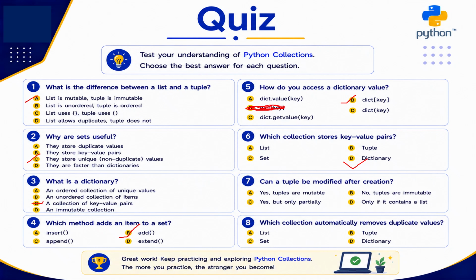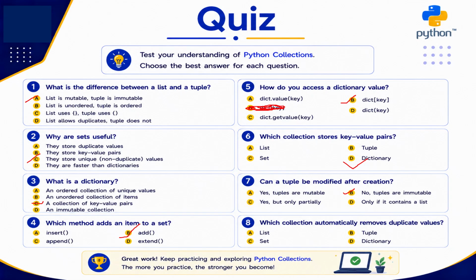Now, seventh question. Can a tuple be modified after creation? See the options, pause the video and answer the question. So the correct option is no, because tuples are immutable and they cannot be modified after they are created.